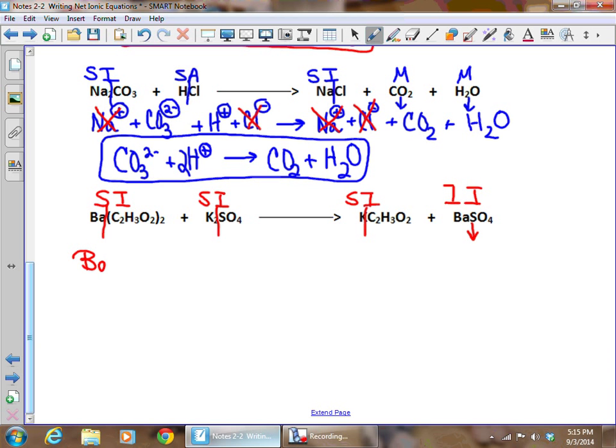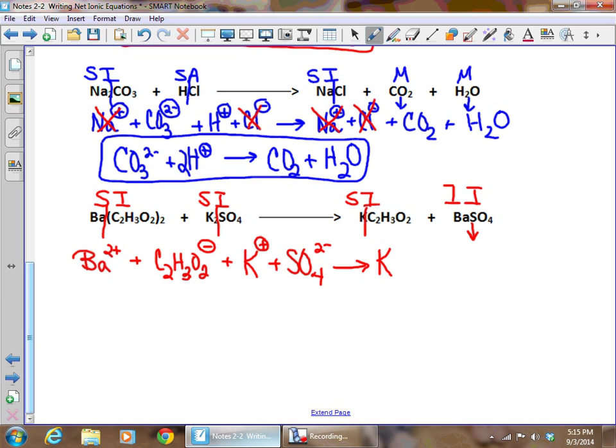We end up with Ba, barium's in group 2A, it's a 2+. We've got the acetate ion, and the C2H3O2 stays, but that 2 at the end is not part of the polyatomic ion. It's simply a subscript to denote the number of acetates we have, so that one does not get carried down. Does the 2 for potassium get carried down? No, it does not. It is not part of the polyatomic ion. What about the 4 with sulfate? Yep, gets carried down because it is part of the polyatomic ion.